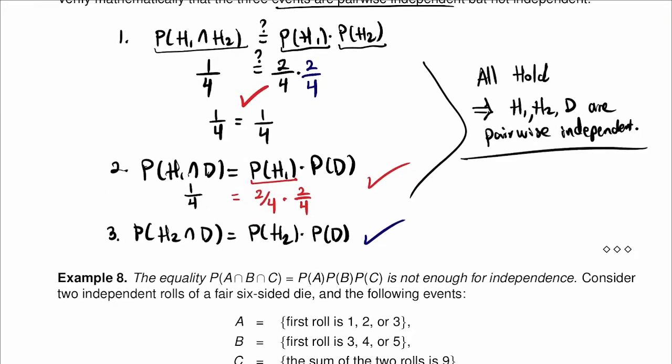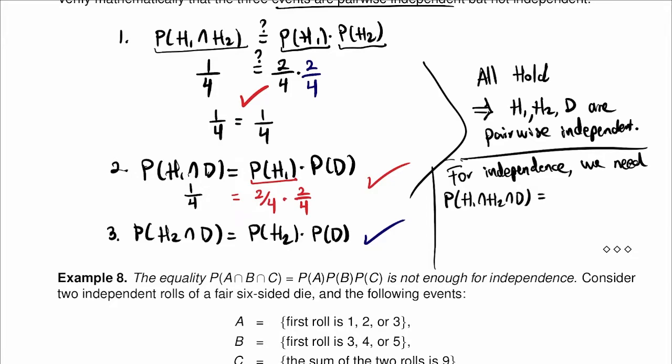But remember that for full independence in the case of 3 events, we also need the probability of H1 intersection H2 intersection D to be equal to the probability of H1 times the probability of H2 times the probability of D. And we can check this: the probability of H1 is 2 over 4, the probability of H2 is 2 over 4, and the probability of D is 2 over 4.